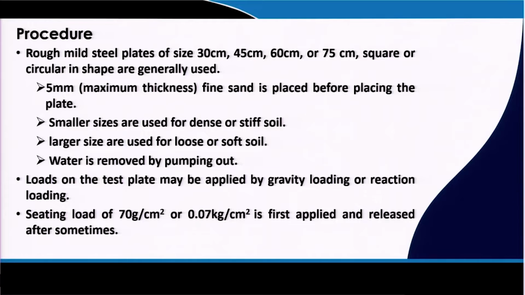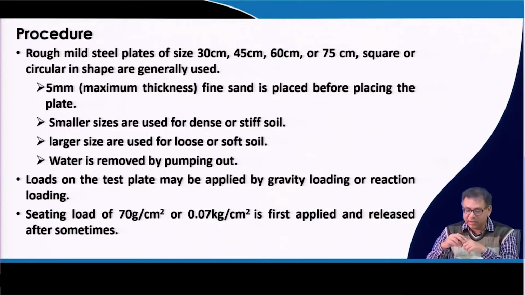I was discussing the procedure that we have to apply 5 millimeter fine sand before we place the plate, and then we have to apply the rough plate of 30 centimeter to 75 centimeter, either square or circular, and less than 30 centimeter plate is not recommended. And if I use a plate size more than 75 centimeter, then the size effect will not give any significant change in result. Okay. So, now the smaller sizes are used for dense or stiff soil, and larger sizes are used for loose or soft soil, and water you have to remove, and you have to apply a seating load before we apply the original load.